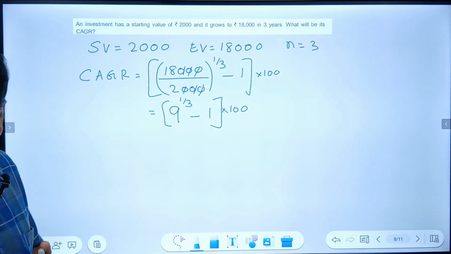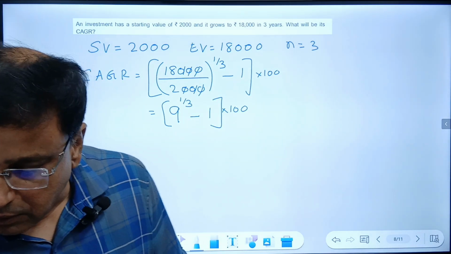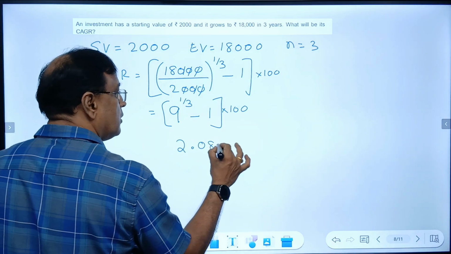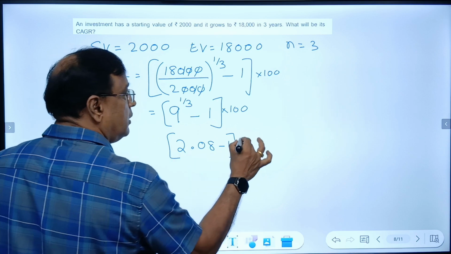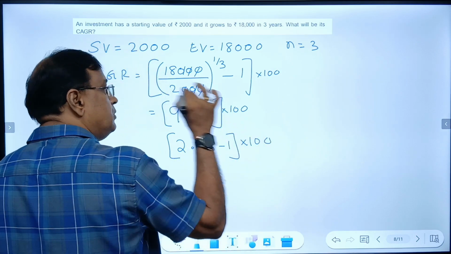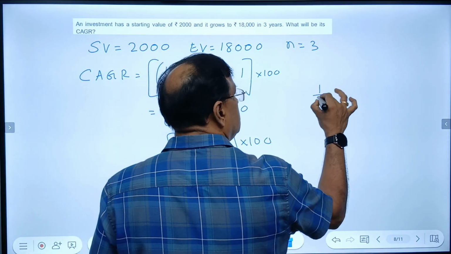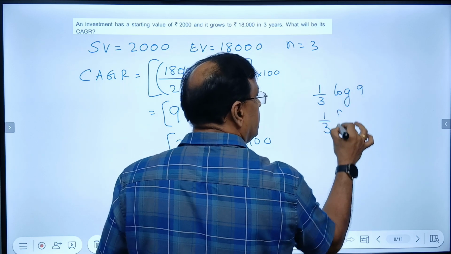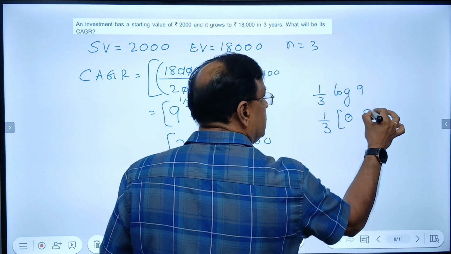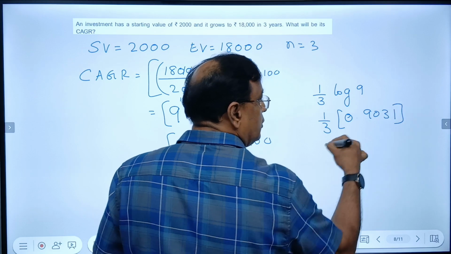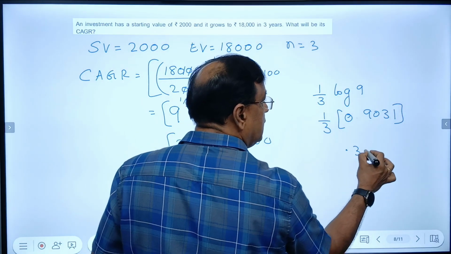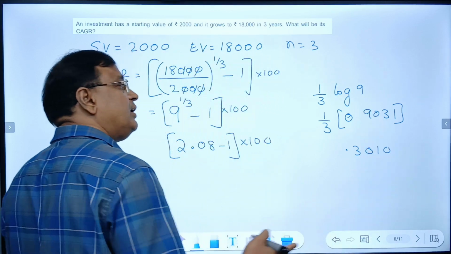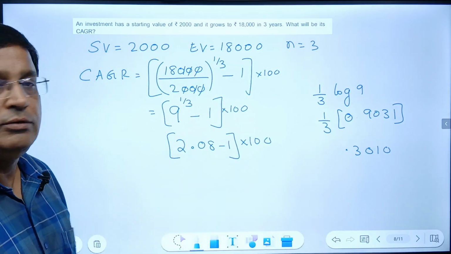But 9 power 1 by 3 is already given to you. 9 power 1 by 3 is 2.08 into 100. If you are not able to do it, you can take 1 by 3 log 9. It will be 1 by 3 into 0.9031, I think. You divide it, it will be 0.30110 something. Take anti-log and then that will be the value. Okay, that you can do it.